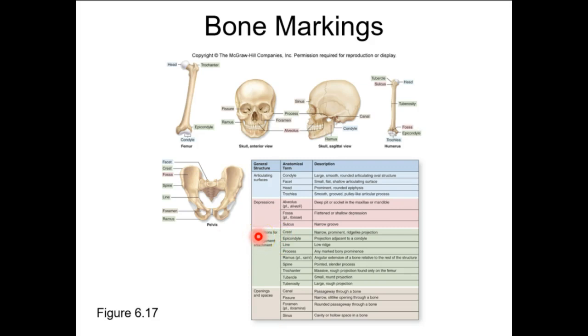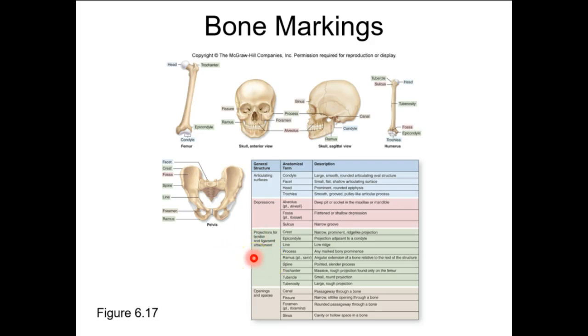An epicondyle, we did condyles earlier. Those are the knobby bits that are rounded and articulating. An epicondyle is going to be immediately superior to a condyle. That's really it. So condyle, epicondyle, condyle, epicondyle.